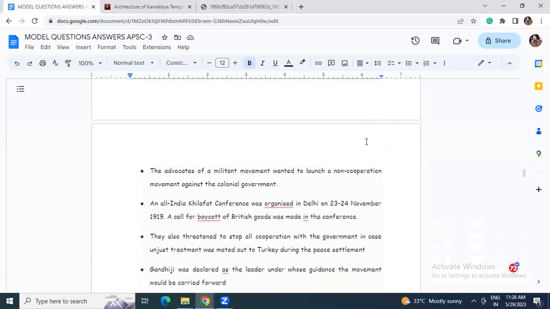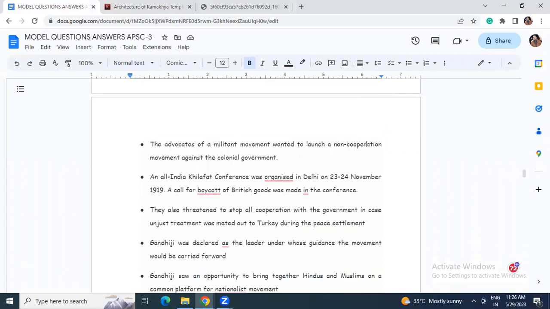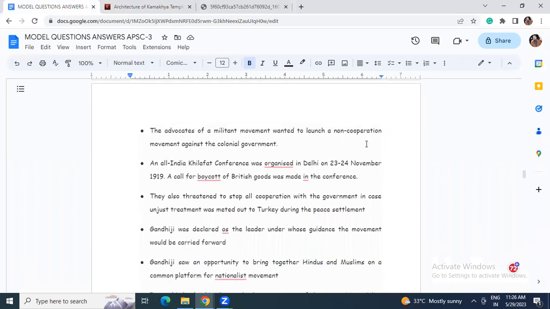Then the advocates of a militant movement wanted to launch a non-cooperation movement against the colonial government. An all-India Khilafat conference was held in Delhi on 23 to 24 November 1919. A call for boycott of the British goods was made in that conference.